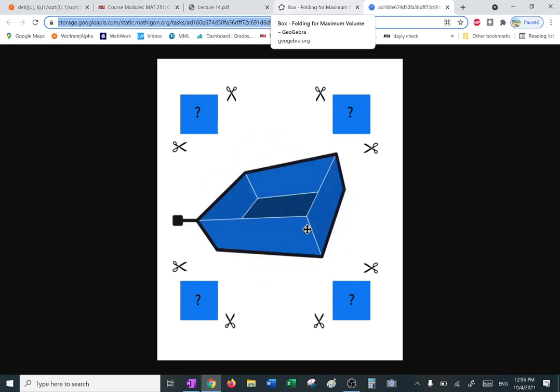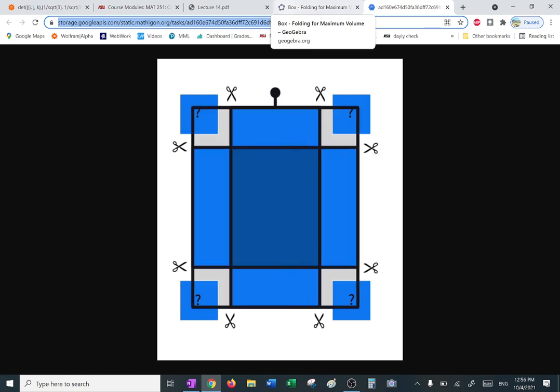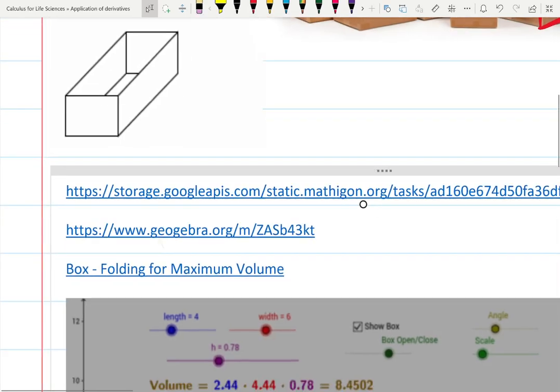Should we cut a little bit? Then it will be very flat. Should you cut too much? Then you're wasting material. So that is a nice idea.